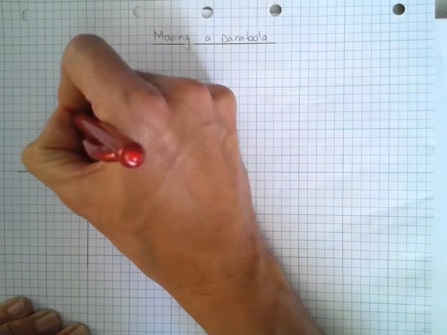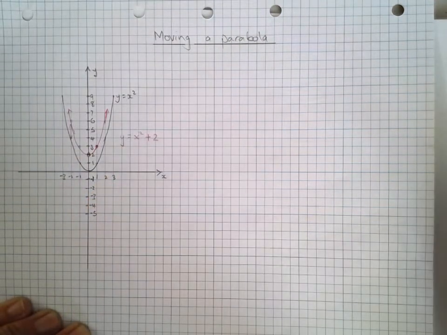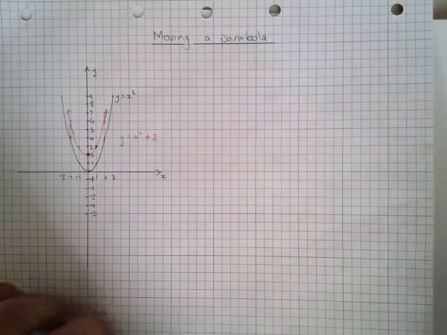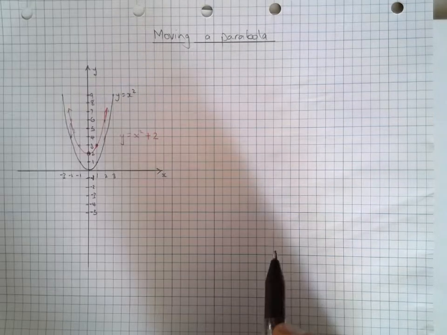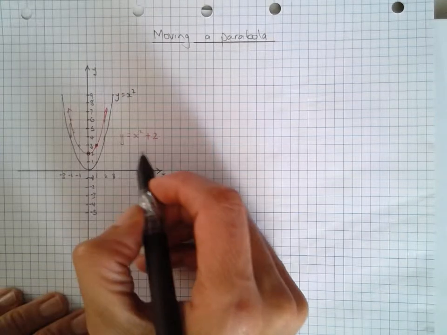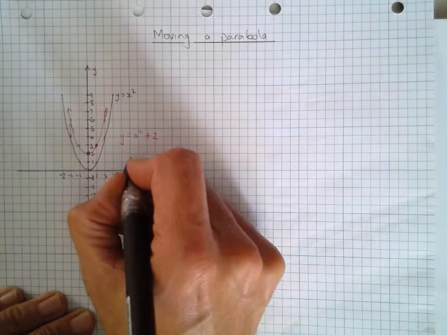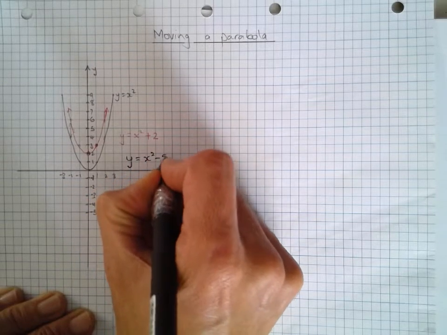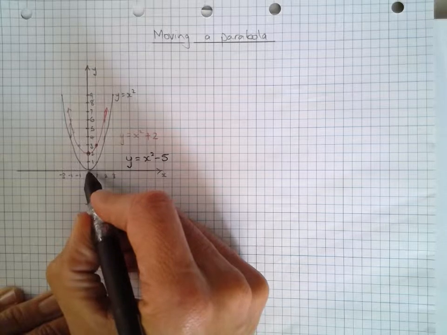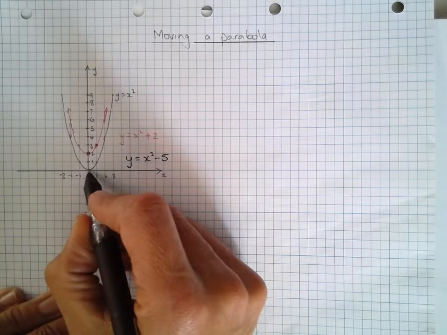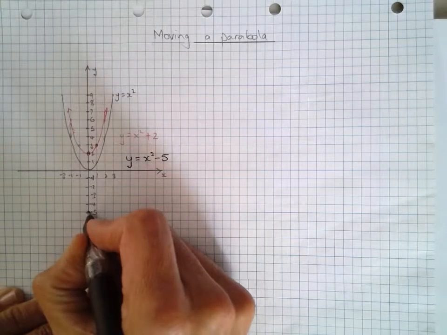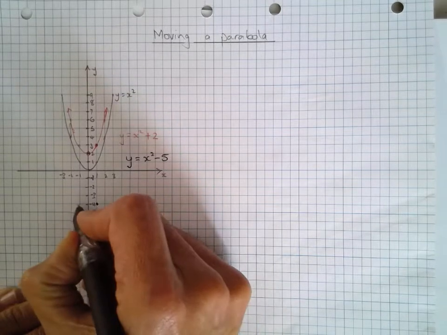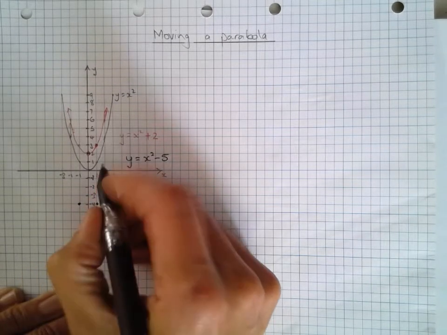So there, in red, is y equals x squared plus 2. I've moved it all up by 2. Now if I want to move it down, similarly I can just take off something from each of these values. So in black here, I'll do y equals x squared minus 5. I'm just moving every point down by 5. So when x is 0, 0 squared is 0, minus 5 is negative 5. 1 squared is 1, minus 5 is negative 4. And 2 squared is 4, minus 5 is negative 1.